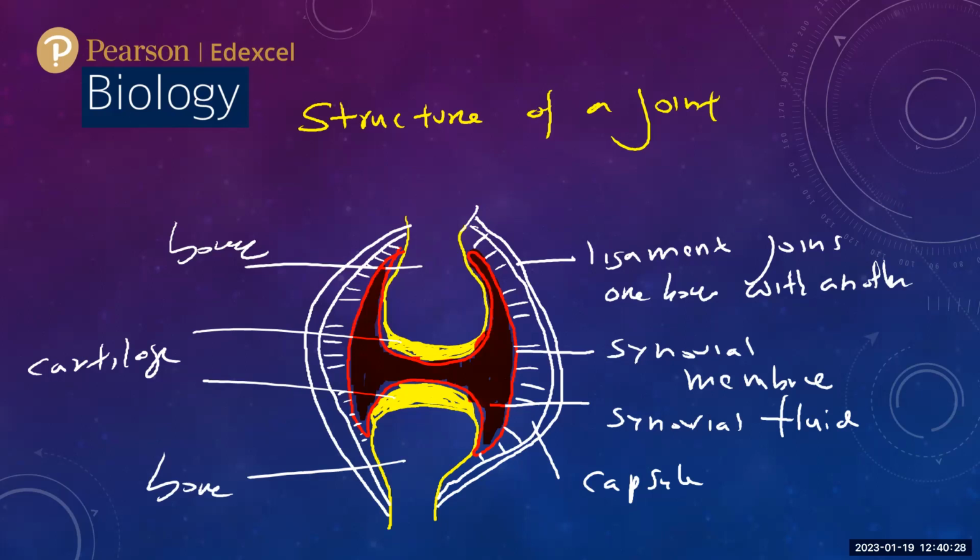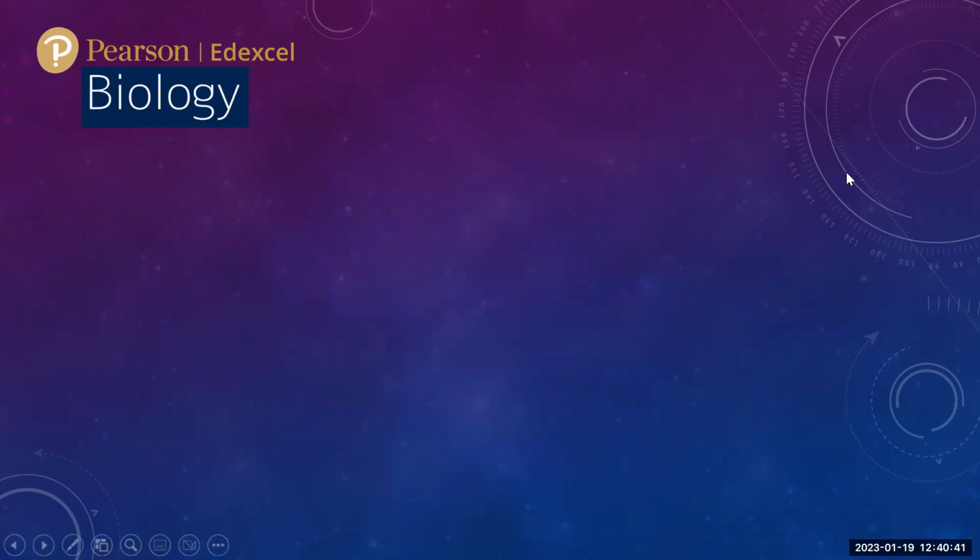All joints are not like this. So we can't say this is the joint we can see everywhere, but there are different joints. Then we can make some kind of a classification about the joints like this.